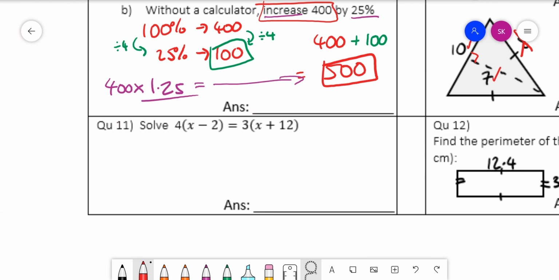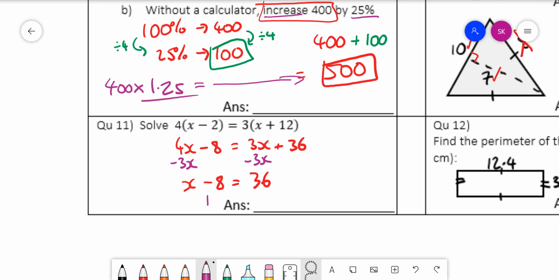Number 11 says solve this equation. And you can see we've got x on both sides, but before we get rid of the smallest x, we have to eliminate the brackets. So I'm going to expand, making sure I multiply everything inside the bracket by what's on the outside. Now I have x on both sides, get rid of the smallest x. So I'm going to get rid of the 3x, as it's smaller than 4x. And then all I have to do is get rid of the minus 8 by adding 8 to both sides. It gives me x equal to 44.